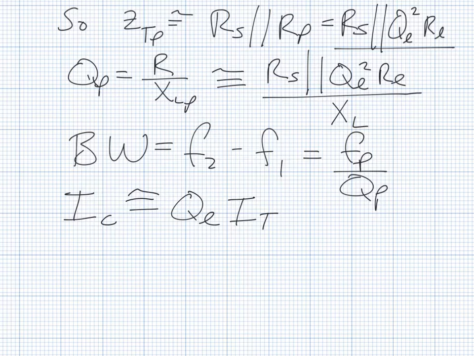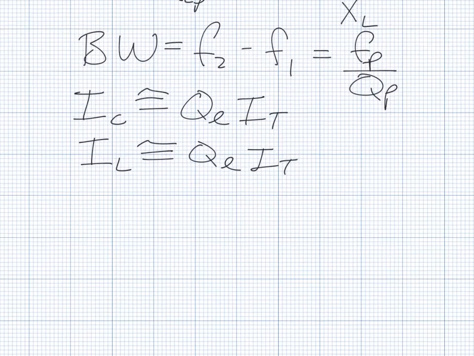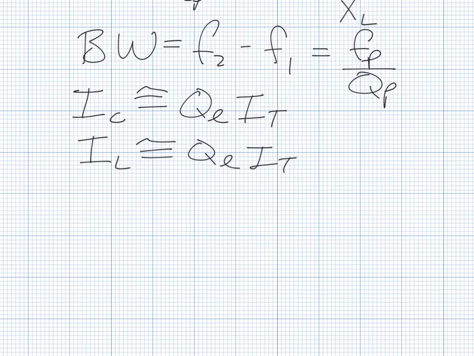And then also, obviously we talked about the magnitudes of the two currents being equal, so if we're looking at the current through the inductor, it too is going to be equal to the quality factor of the inductor multiplied by the total current. All right, so those again are the magnitudes, so they're going to be equal and approximately equal to the quality factor multiplied by the total current there.